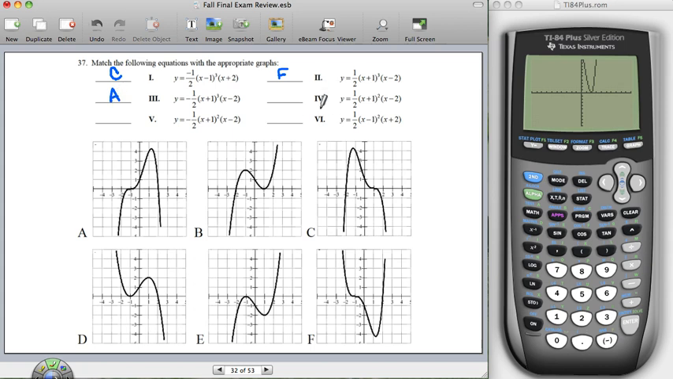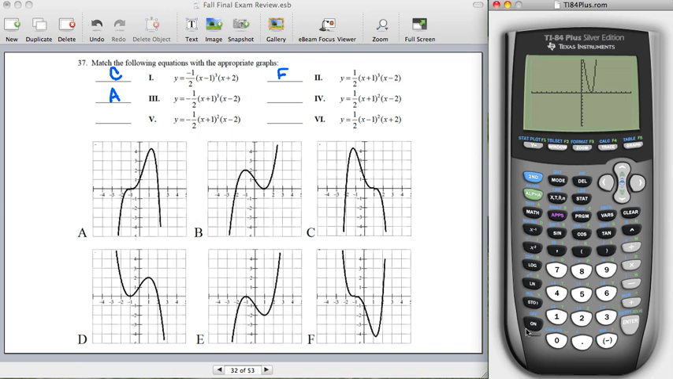And then for 4, multiplicity at negative 1 is 2, so it's going to bounce back at negative 1, and it's going to cut through at 2. So for 4, the correct answer should be, oh, one of these two. We have to pick one of them. Okay, so since we're choosing between these two, I'm going to go ahead and graph this in the calculator.